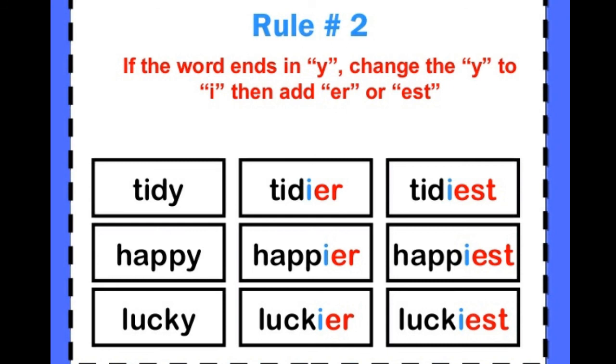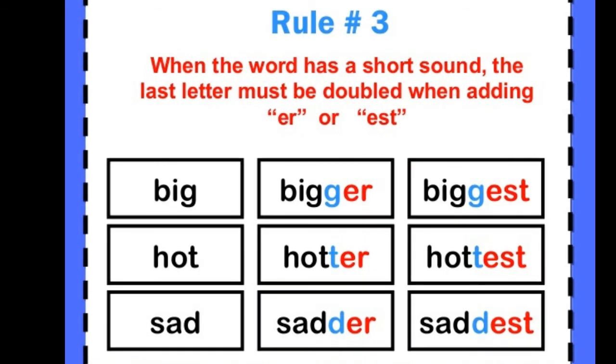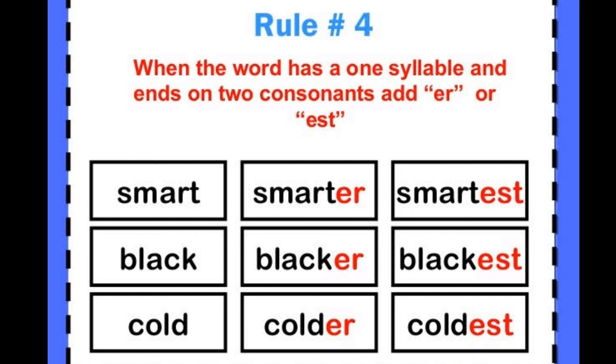Okay, rule 3 says when the word has a short sound, the last letter must be doubled when adding er or est. For example, big, bigger, biggest. Rule 4 says when the word has one syllable and ends in two consonants, we have to add er or est, such as smart, smarter, smartest.